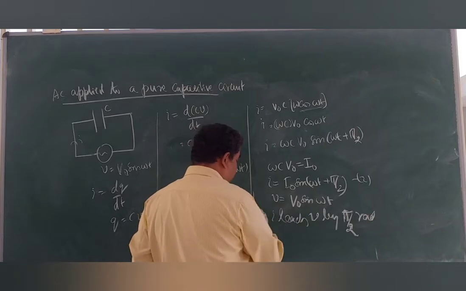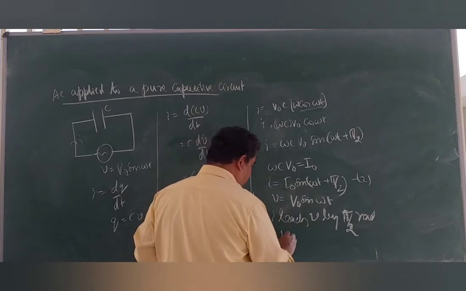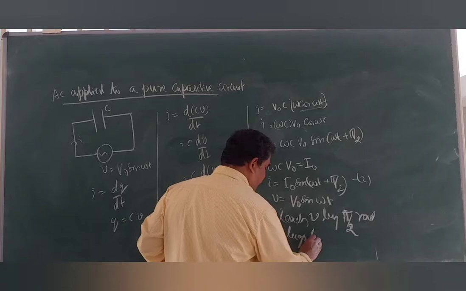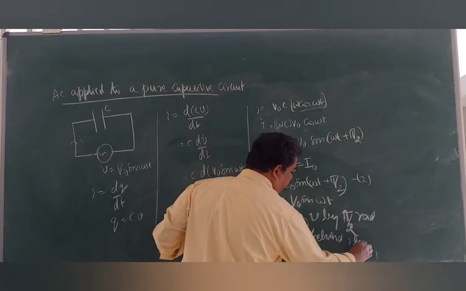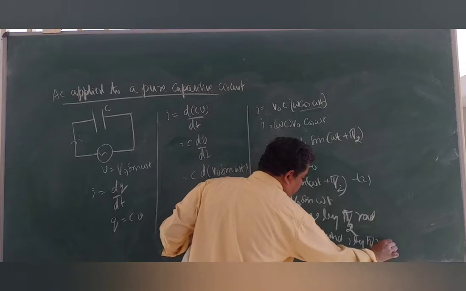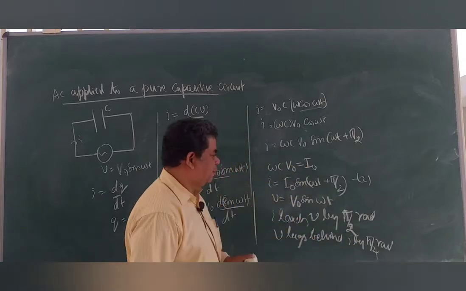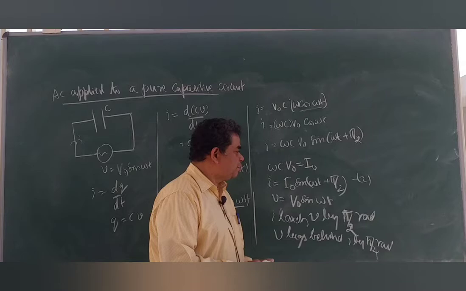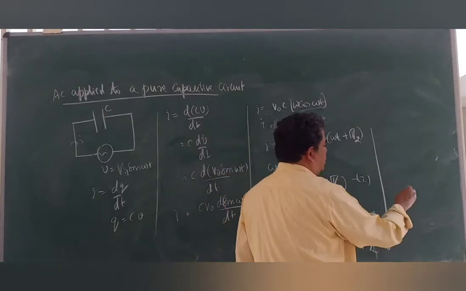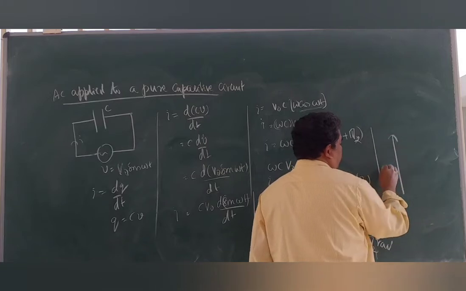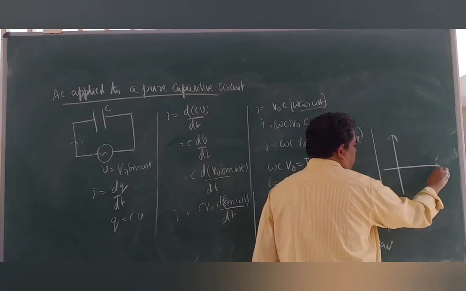Or the other way around, we write V lags behind I by pi by 2 radians. Both are one and the same. You can write any one of them in the exam if it is asked. So once we have written this, we write the phasor diagram for this. It's very similar to the earlier one. Only the V and I parts are changed.